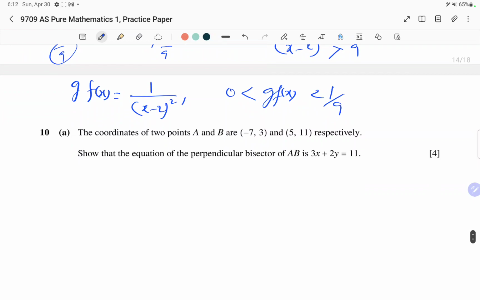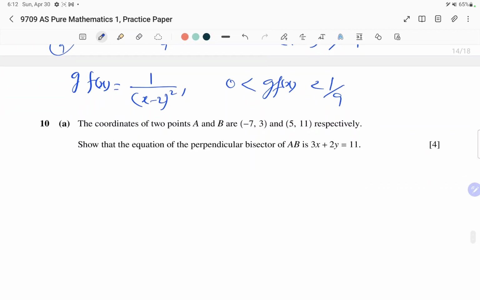The coordinates of two points A and B are given. Show the equation of the perpendicular bisector.